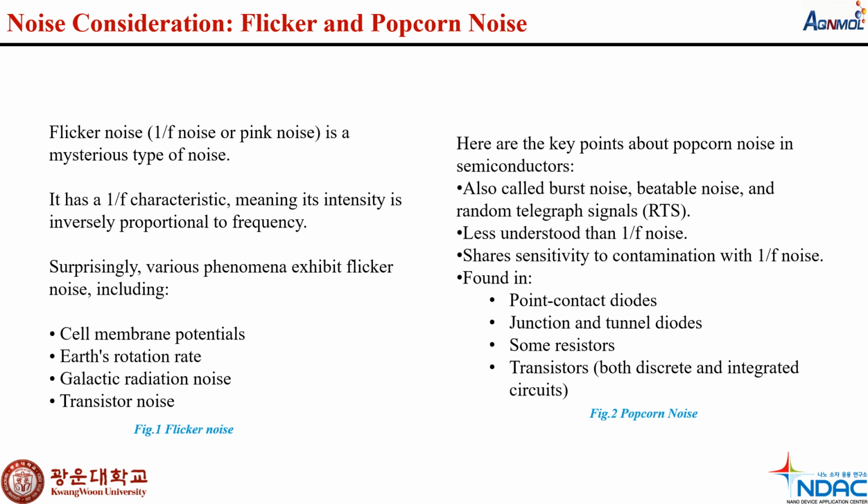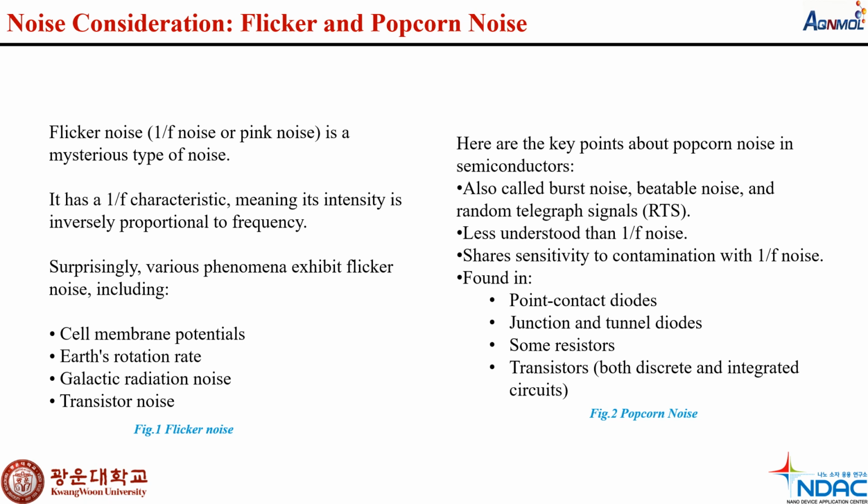Two other noise considerations are flicker noise and popcorn noise. Flicker noise is a mysterious type of noise. It has a 1/f characteristic, meaning the intensity is inversely proportional to frequency. Surprisingly, various phenomena exhibit flicker noise, including cell membrane potential, earth rotation rate, galactic radiation noise, and transistor noise.